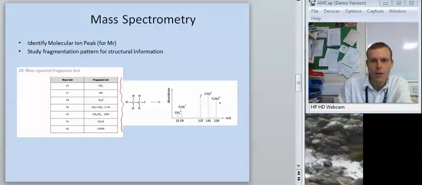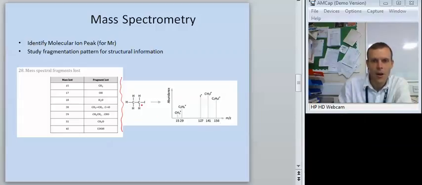And the peak furthest to the right, if we take this example of iodoethane, we call the molecular ion peak. So that's the whole thing intact, having lost an electron. Notice that these are all positively charged because that's what this is detecting. Positive ions, they're the ones that get deflected and then detected. So there's my molecular ion.